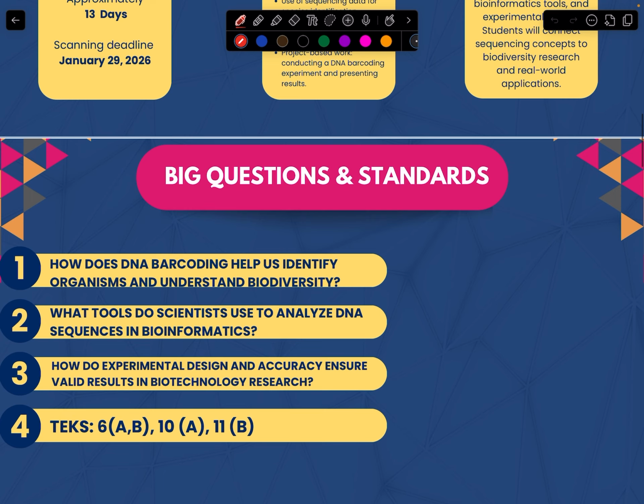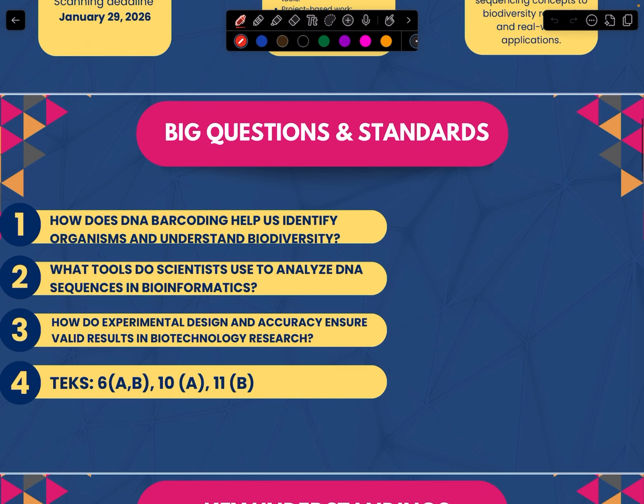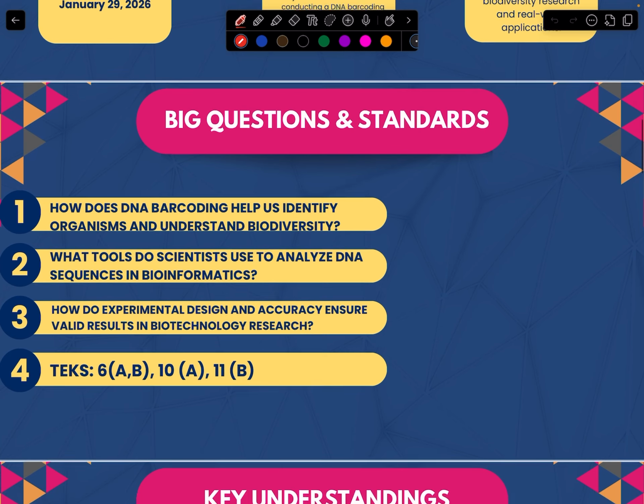So, what are some of the big questions and standards over this whole unit as a whole? Number 1, how does DNA barcoding help us identify organisms and understand biodiversity? Number 2, what tools do scientists use to analyze DNA sequences in bioinformatics? Number 3, how do experimental design and accuracy ensure valid results in biotechnology research? Now, what TEKS does it tackle? It tackles TEKS 6AB, 10A, and 11B.